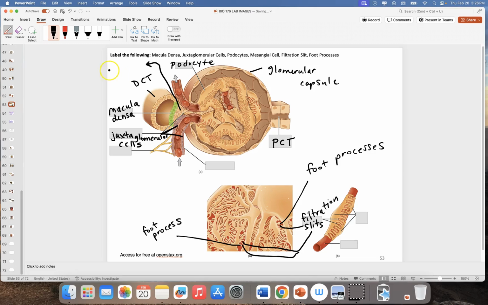we are going to have mesangial cells. And these mesangial cells are going to be extraglomerular. There are also intraglomerular cells among the glomerular capillaries, but we're not able to see those in this particular image. So I'll just mark those as mesangial cells. But again, they are technically extraglomerular mesangial cells.